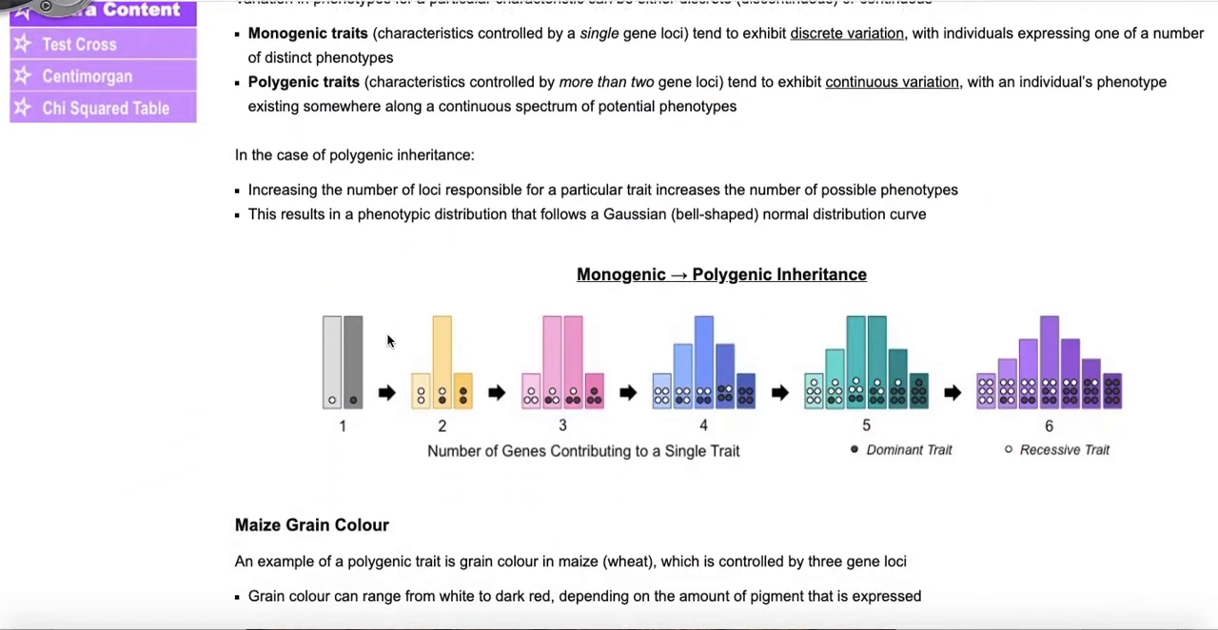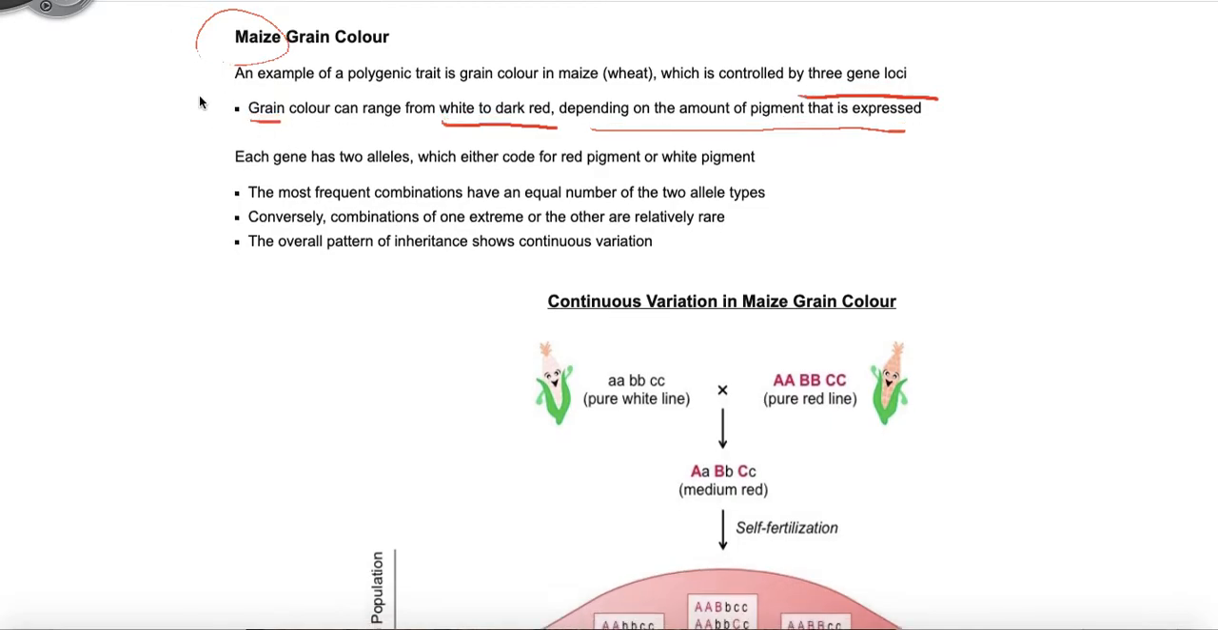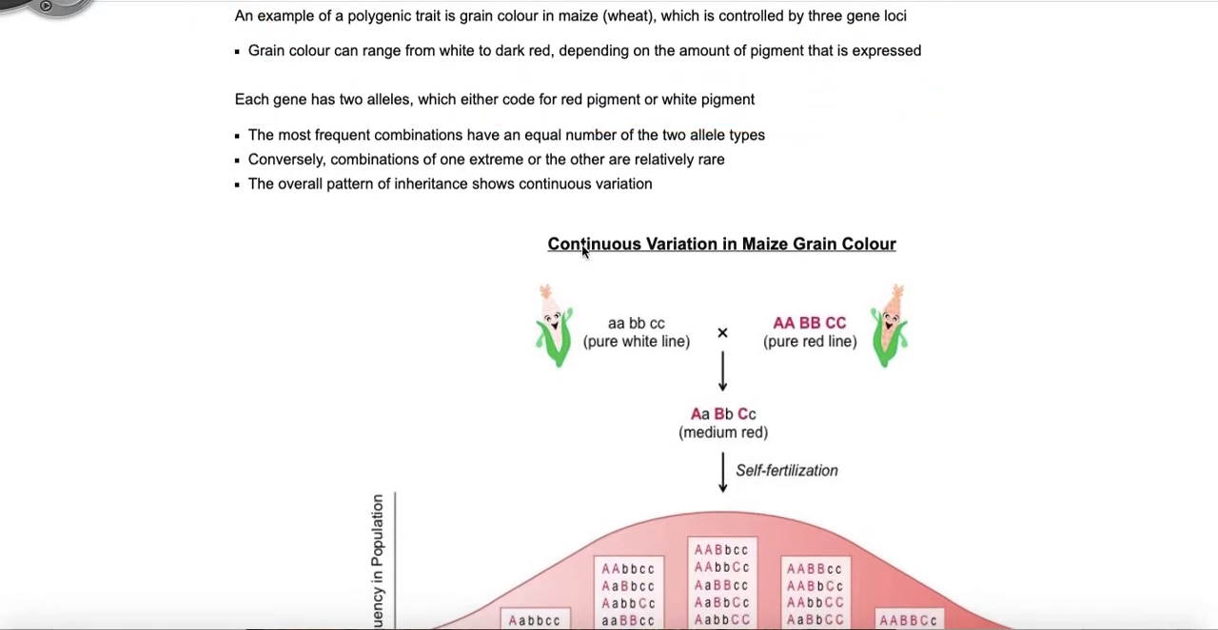Okay, so when we look at corn grain color, we see that it's controlled by 3 gene loci. So maize is corn. And notice that the grain color of corn can vary from white to dark red, depending on the amount of pigment that is being expressed. So notice here in this picture how corn expresses a form of polygenic inheritance or continuous variation.